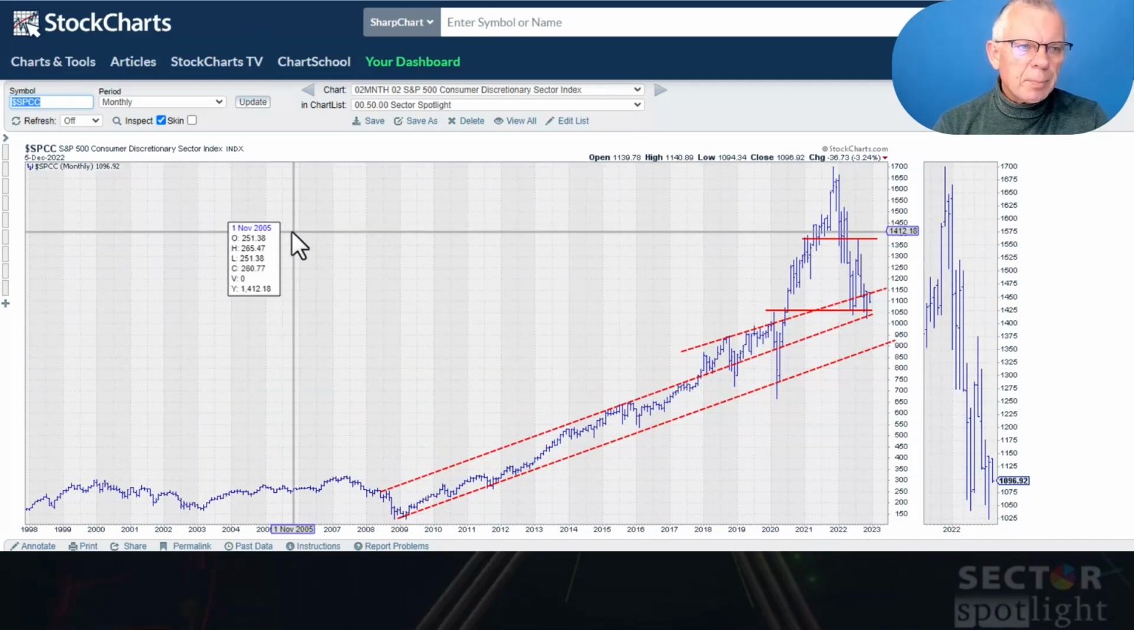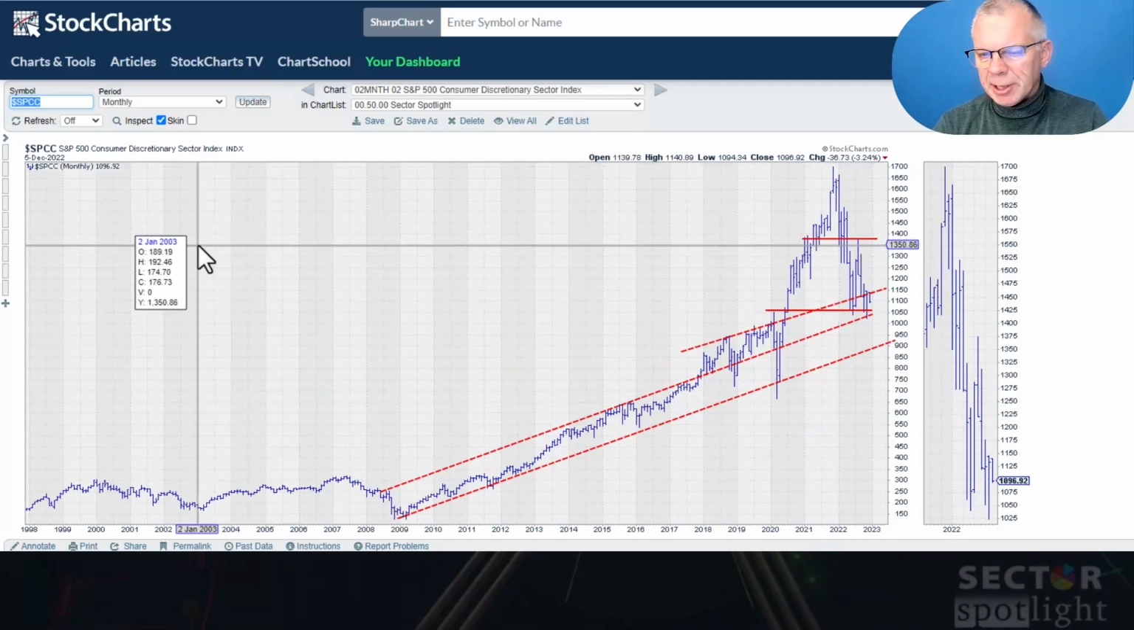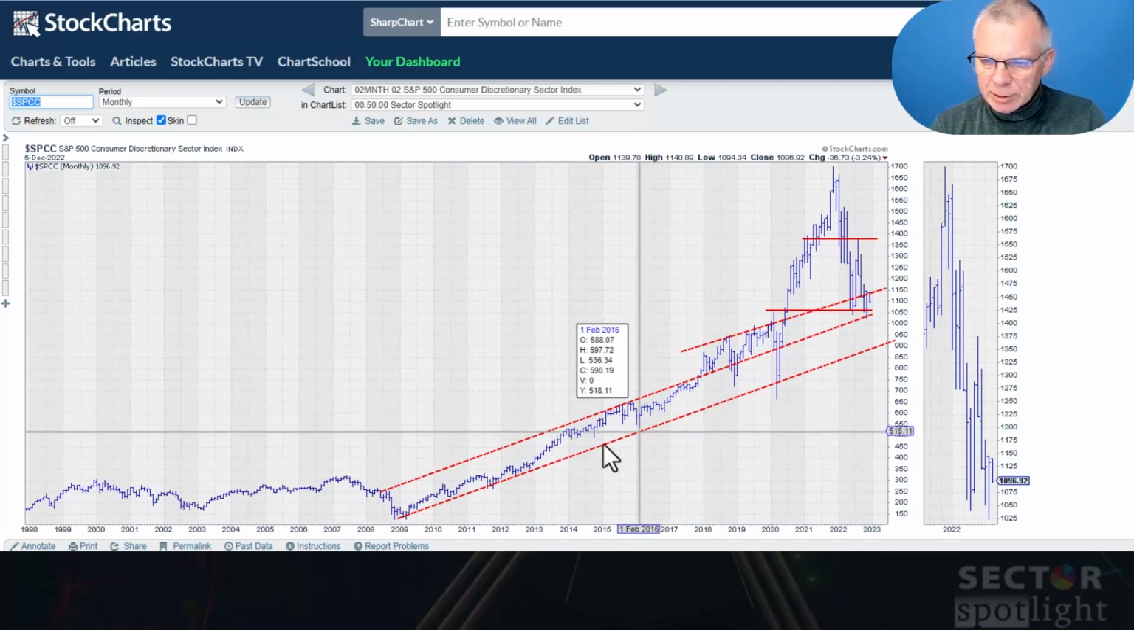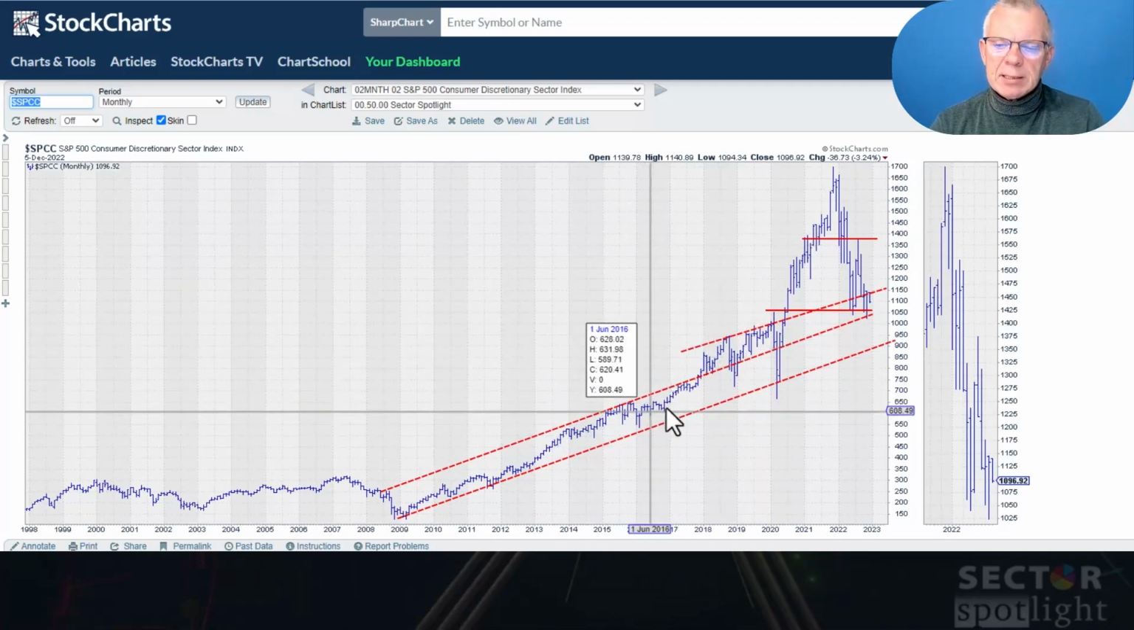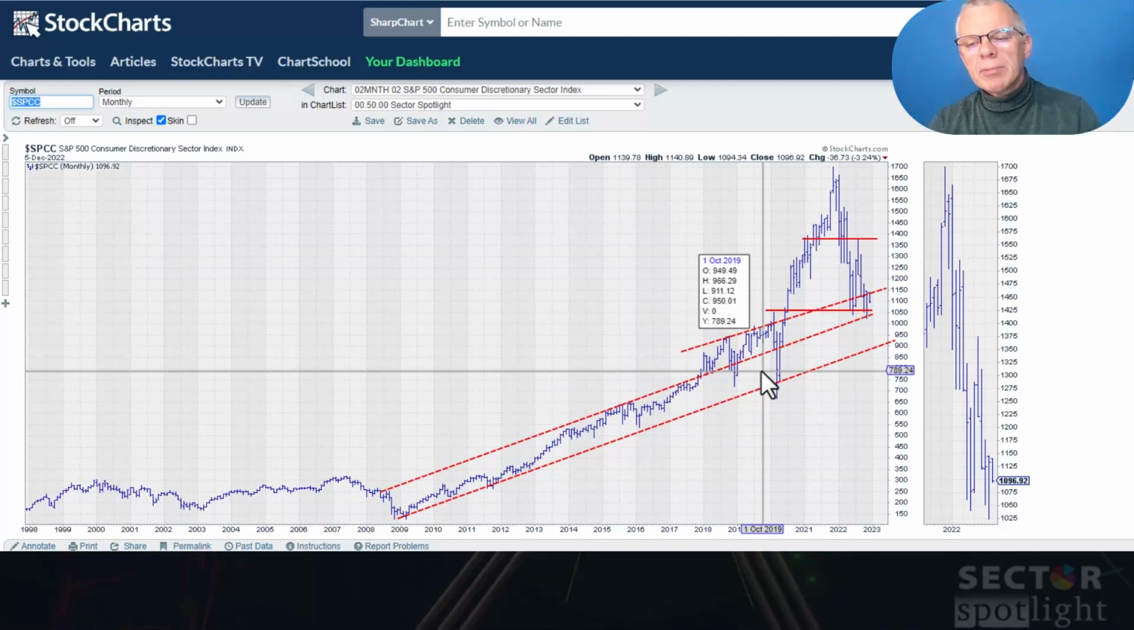Next one up is consumer discretionary, one of the major sectors in the S&P 500. You can see that massive rally that we had after breaking out of that already rising trend channel.